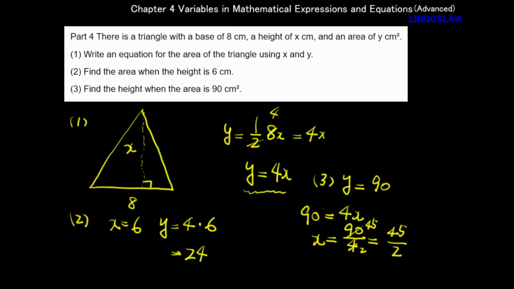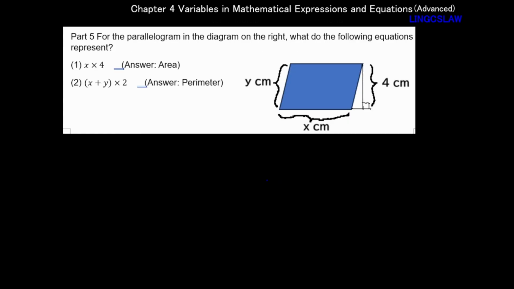Now let's go on to part 5. Okay, part 5. For the parallelogram in the diagram on the right, what do the following equations represent? x times 4 is the area of the parallelogram.